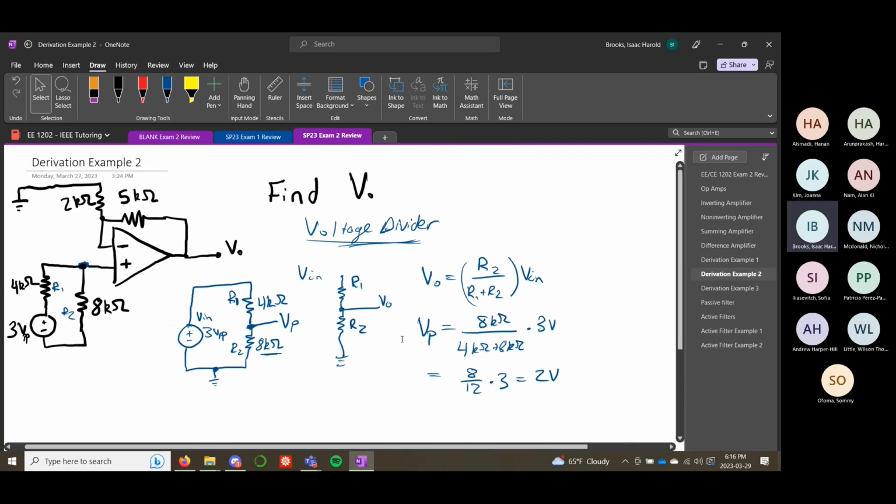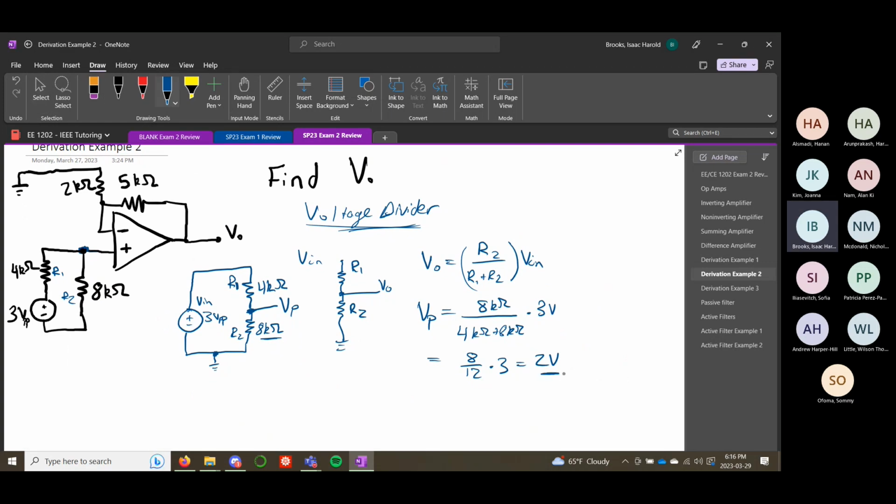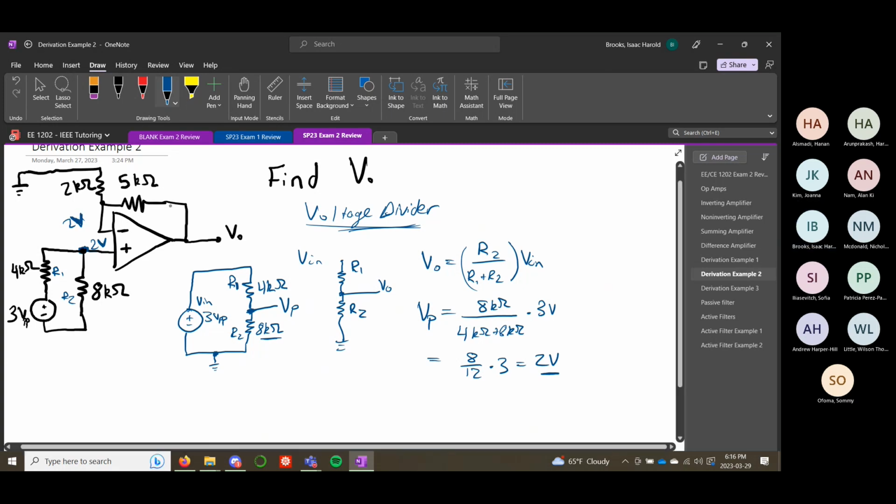Okay, so we need to find the output voltage. What we found here is the input voltage is 2 volts. Okay, 2 volts right here. And from one of our golden rules, we know that the voltage here at this minus input is also going to be 2 volts. So let's see if we can find the output voltage.